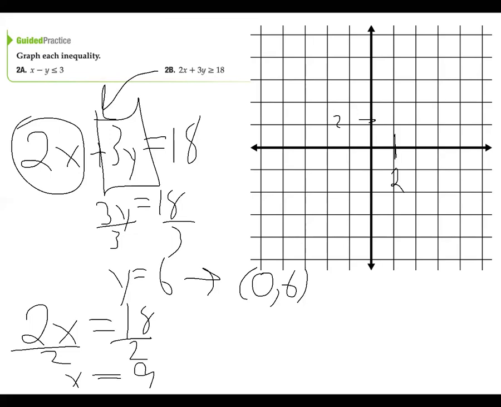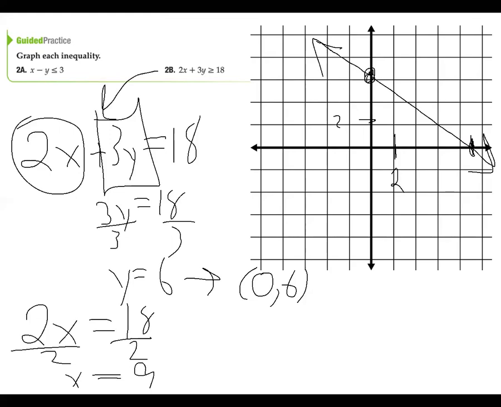So if I plot 0, 6, that would be right here. And if I do x equals 9, so you'd have 2, 4, 6, 8. This would be 10, so 9 would be right about here. Put a point. Connect those with a solid line.